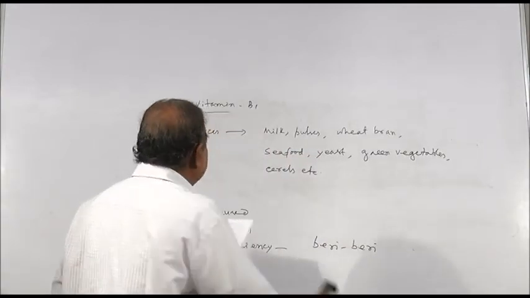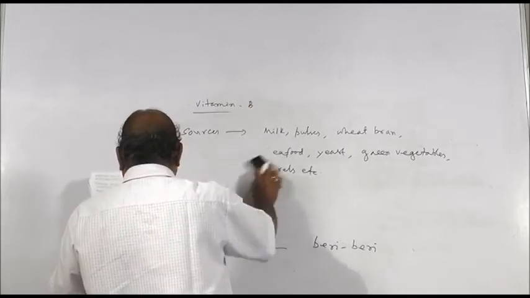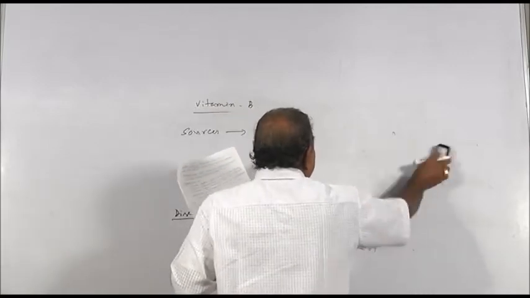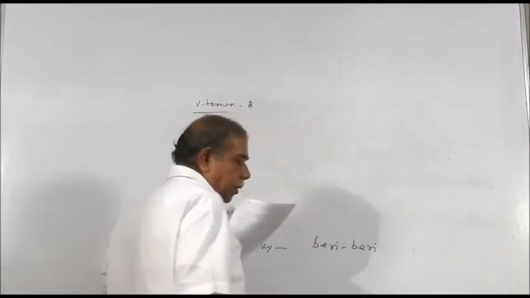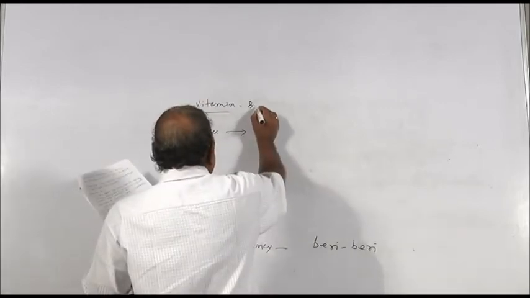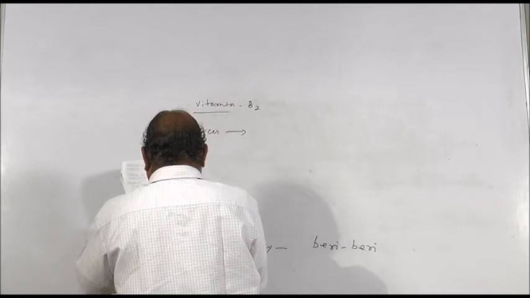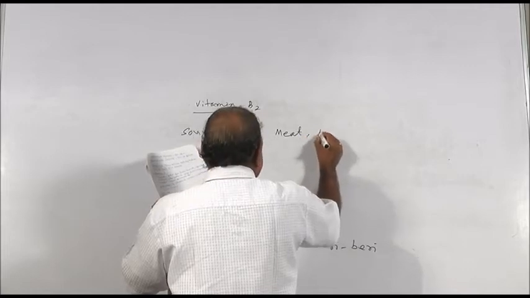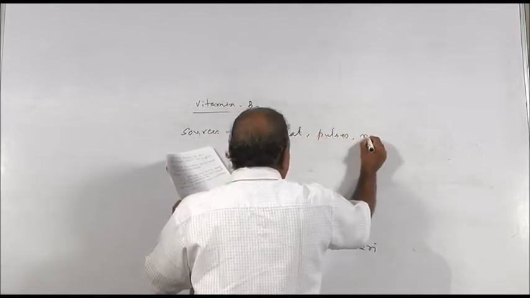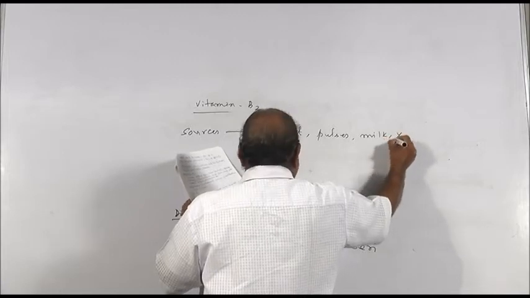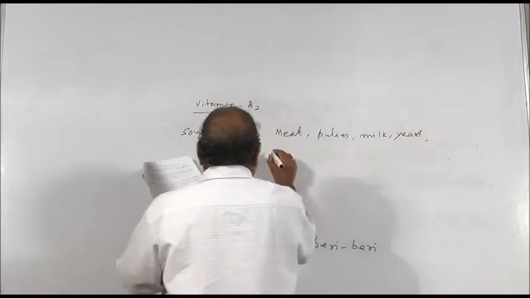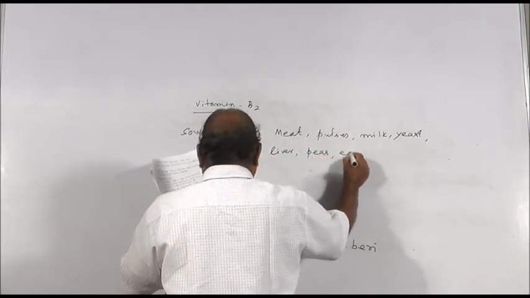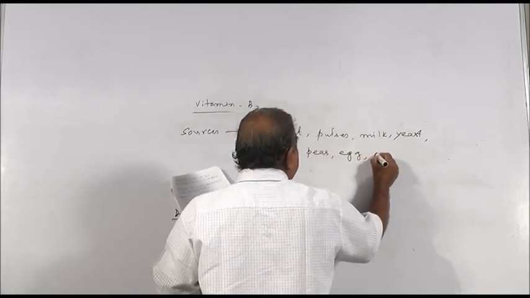The next vitamin is vitamin B2. Vitamin B, I have told you, is divided into 4 parts: vitamin B1, vitamin B2, vitamin B4 and B12. Vitamin B2, the sources are meat, pulses, milk, yeast, liver, peas, egg and green vegetables.